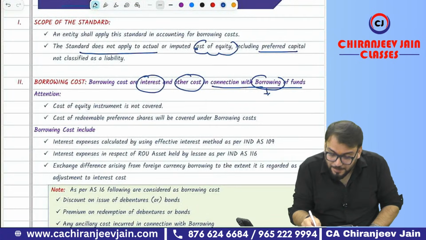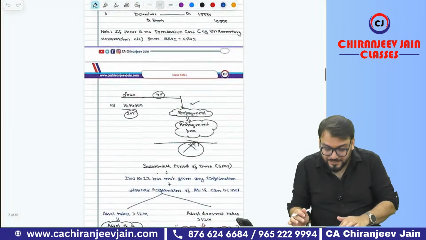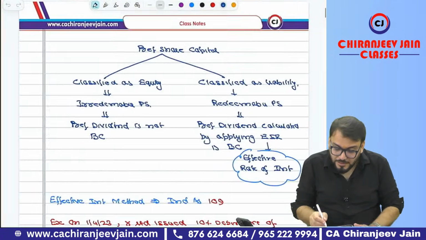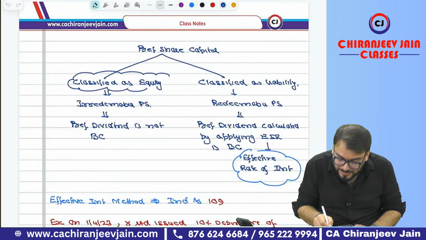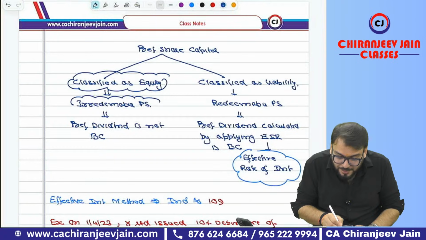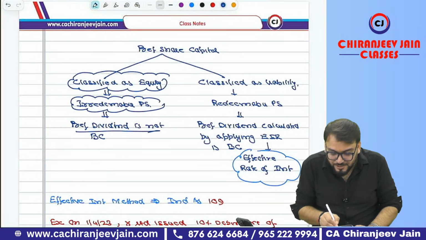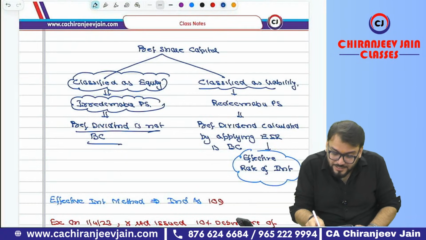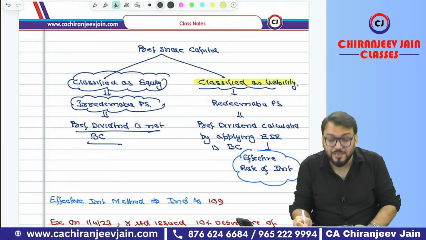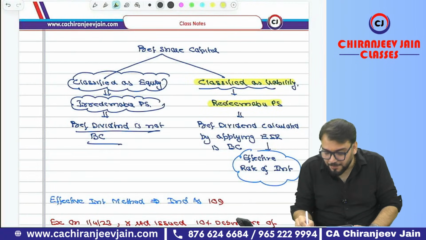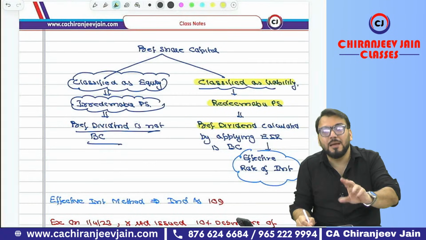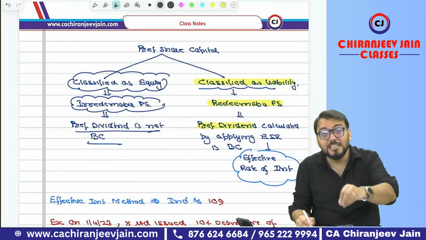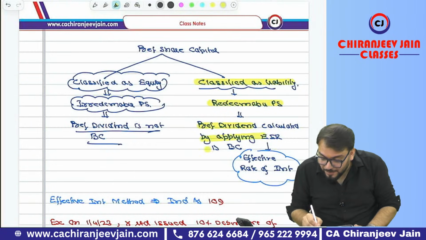So what does Ind AS 23 actually want to say? Try to understand this point. If the preference share capital has been classified as equity, for example irredeemable preference share capital, then preference dividend is not a borrowing cost. However, if preference share capital has been classified as liability, for example redeemable preference share capital, then preference dividend is calculated by applying EIR. So interest and dividend expense calculated by applying EIR as per Ind AS 109 will be considered a borrowing cost.